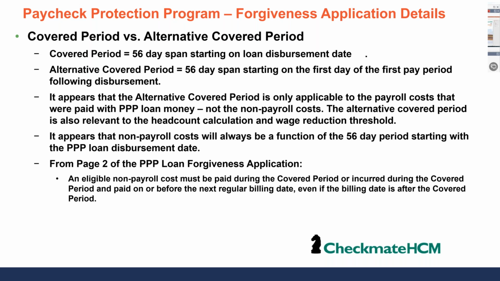date. And then I included this little tidbit from page 2 that says eligible non-payroll costs must be paid during the covered period or incurred during the covered period and paid on or before the next regular billing date, even if the billing date is after the covered period. So this means that you can pay for May rent, even if your covered period ends before you pay the bill for May rent. You can still include that as a forgivable cost, as long as you pay that rent by the due date, the next billing date. So I do believe that will be beneficial to some folks.